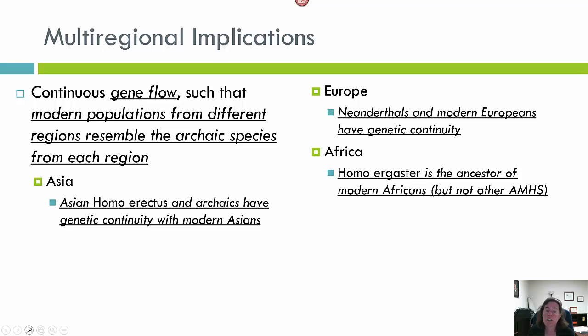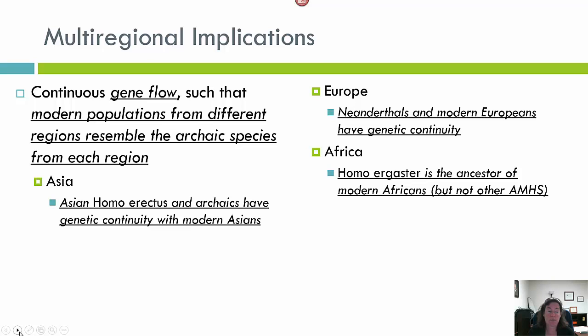First, in Asia, Asian Homo erectus and archaics have genetic continuity with modern-day Asians. What does this mean? It means effectively that Homo erectus gave rise to modern-day Asians in Asia. In Europe, the implication is that Neanderthals and modern-day Europeans, such as myself, have genetic continuity, that modern-day Europeans are the descendants of Neanderthals. In Africa, it's argued Homo ergaster is the ancestor of modern-day Africans, but not other anatomically modern Homo sapiens.